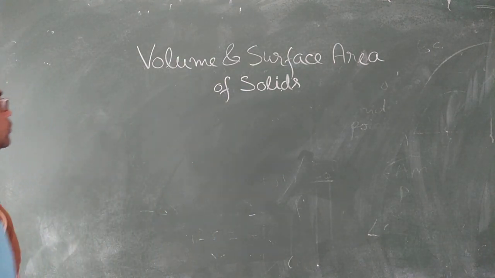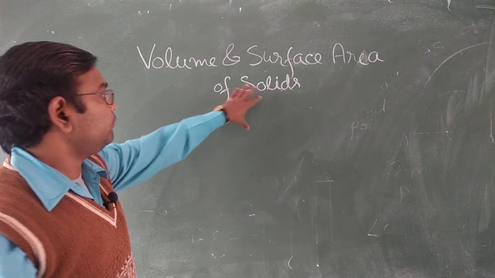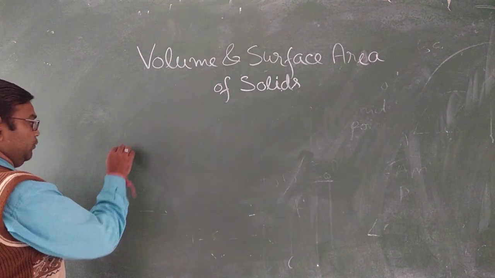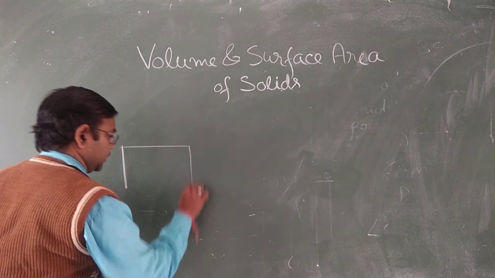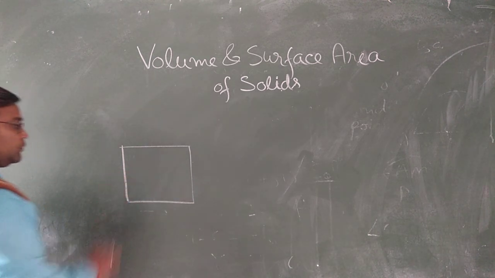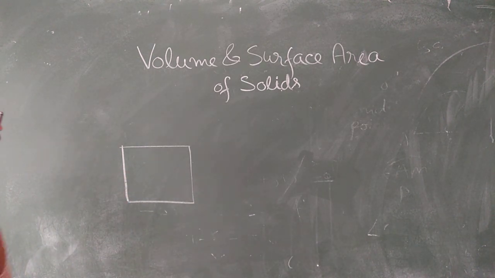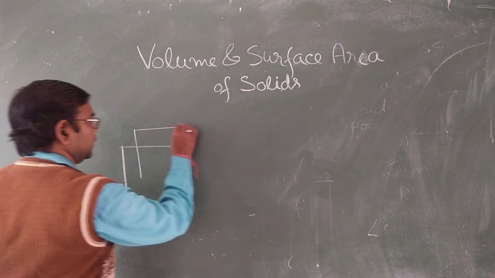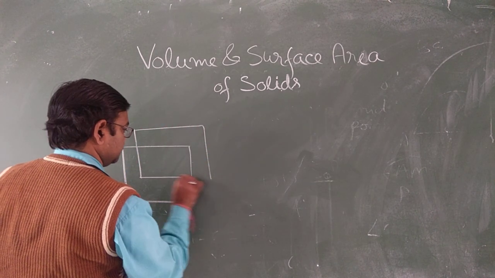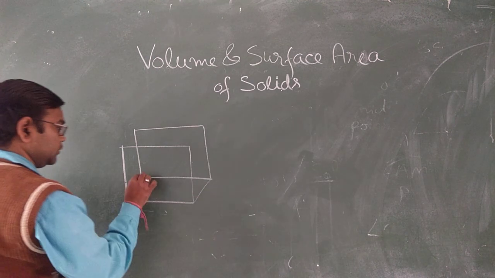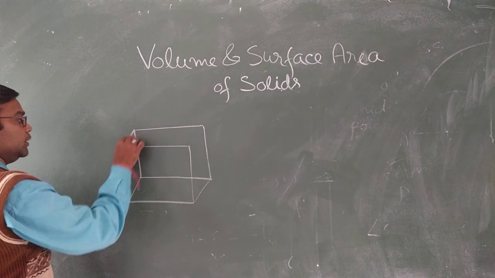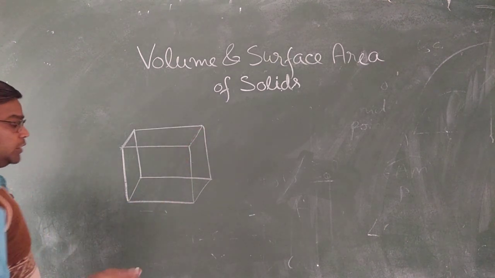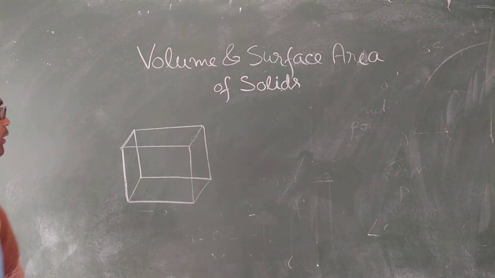As we know, in case of a solid, every solid has a base of a 2D figure. Means if we are going to discuss a rectangle, this is your rectangle, and if we raise the height of this rectangle, what picture do we obtain? This is your solid, it is known as your cuboid.